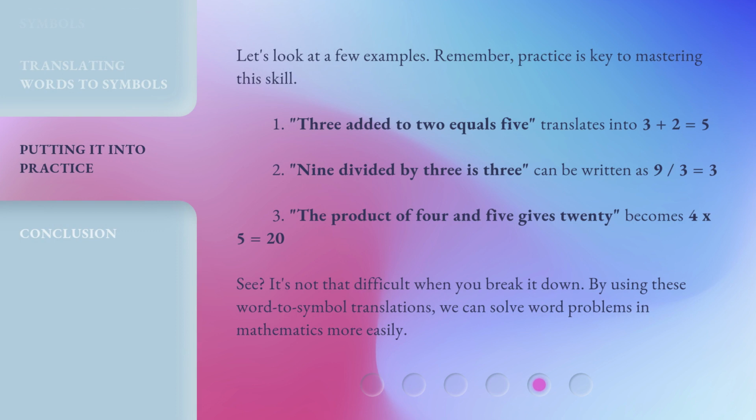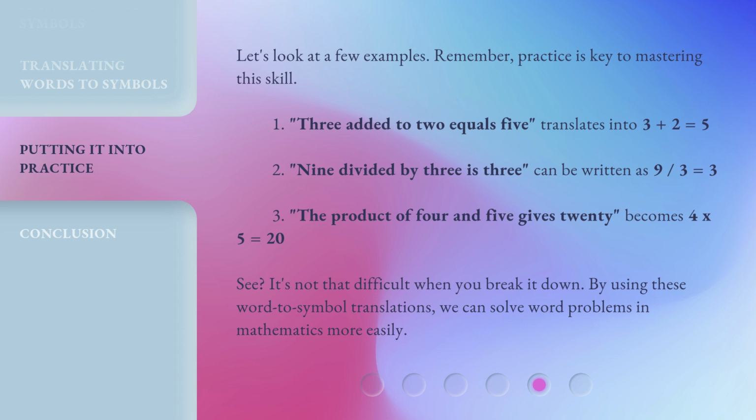Let's look at a few examples. Remember, practice is key to mastering this skill. 1. 3 added to 2 equals 5 translates into 3 plus 2 equals 5. 2. 9 divided by 3 is 3 can be written as 9 divided by 3 equals 3.